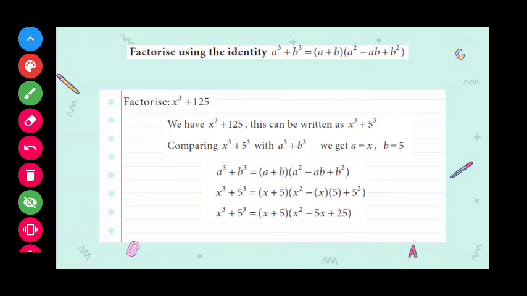What you have to do is substitute: wherever a comes you have to substitute x, and wherever b comes you have to substitute 5. That's all. You will get 2 factors for this question. See, a cube plus b cube equals a plus b into a square minus ab plus b square. In the place of a they are substituting x, in the place of b they are substituting 5. So after substituting we get 2 individual factors for the given question.